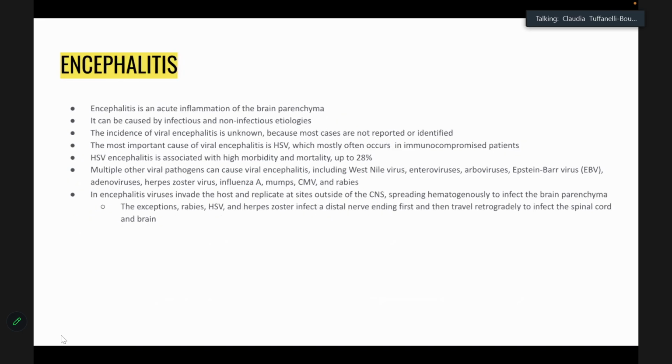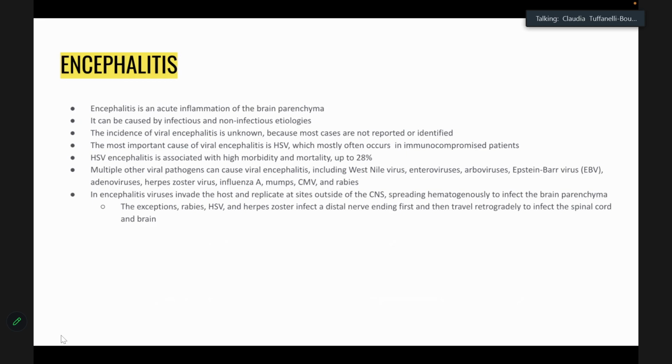So that's kind of meningitis. Any questions with that one before we move on? Okay. So next is encephalitis, which can be pretty difficult clinically to differentiate from meningitis.